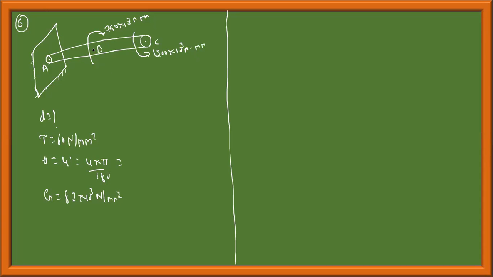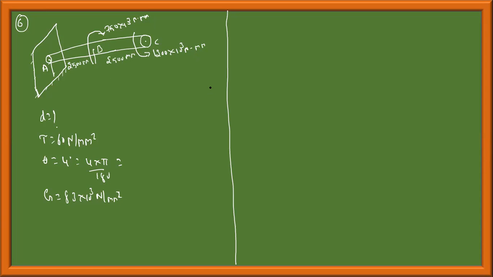This length is given as 2.5 meter. I will write it as 2500 mm. It's also 2500 mm on the right hand side. This is the problem statement. We need to design it based on strength and based on stiffness.